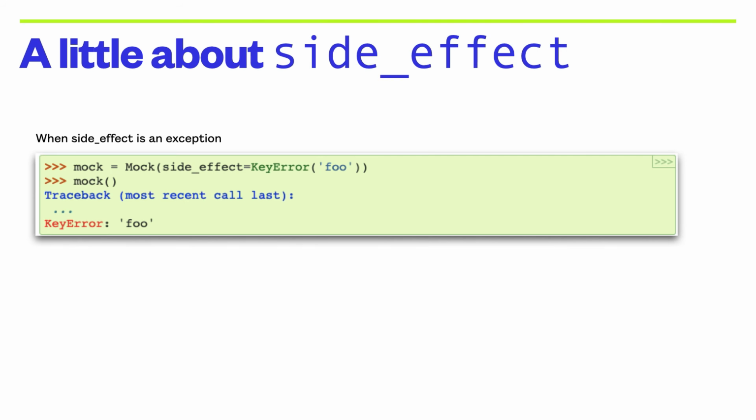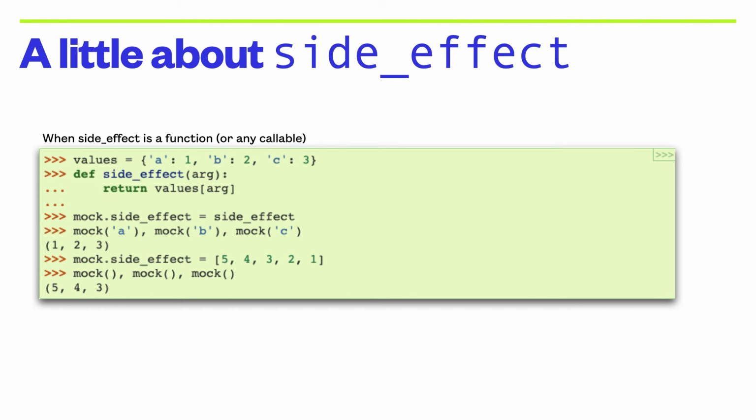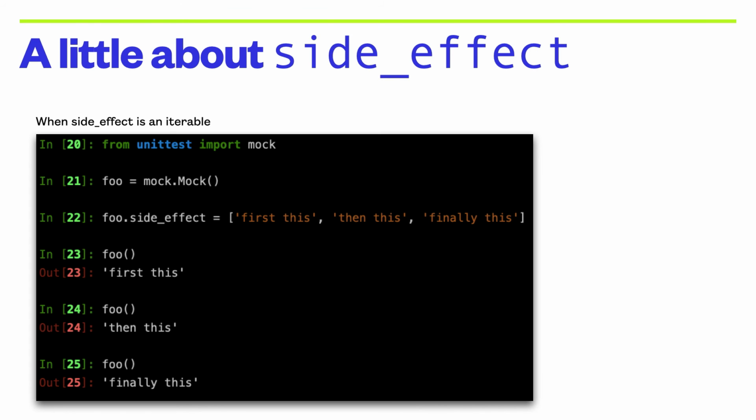And a little about side effect. If you see here, I create a mock object with the side effect as a key error. So when I call that object, it gives me a key error. This is how I can play around with side effect. When side effect is a function, it returns some value for a particular key based on some dictionary. If I call mock on some key A, it will return 1. If I call mock on key B, it will return 2, and so on. And if it's an iterable, like a list containing three strings, first this, then this, finally this, and I call them one by one, it will return the items in that list.